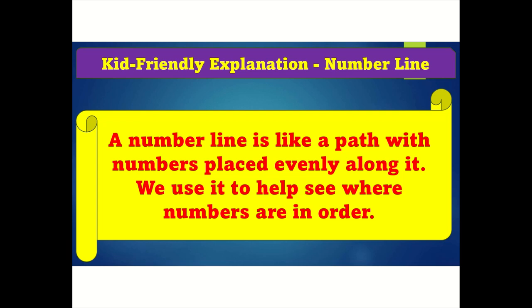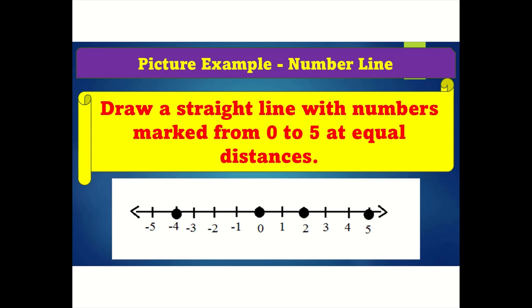Kid-friendly explanation, number line. A number line is like a path with numbers placed evenly along it. We use it to help see where numbers are in order. Picture example, number line. Draw a straight line with numbers marked from 0 to 5 at equal distances.